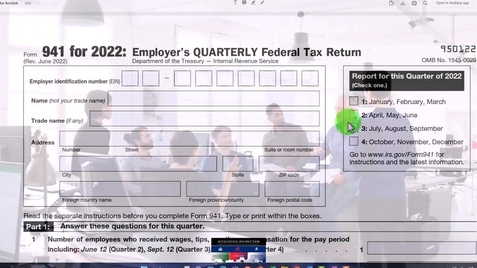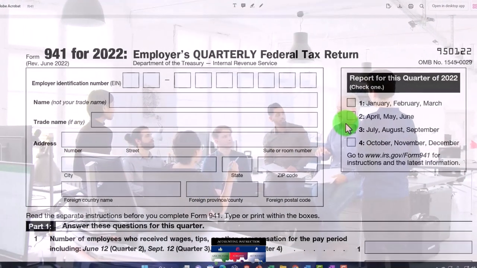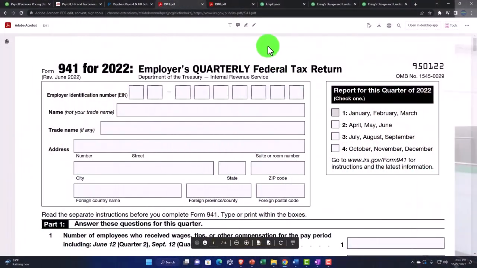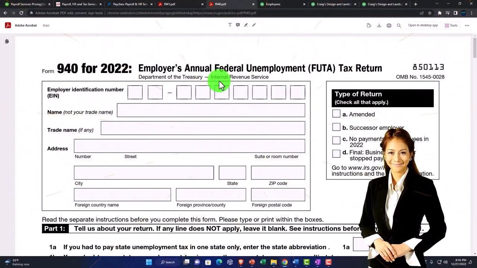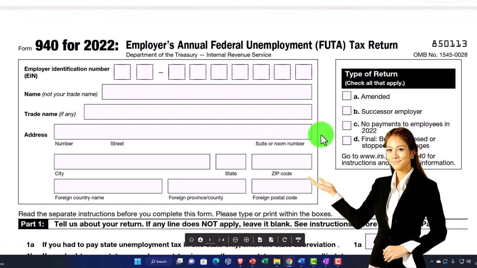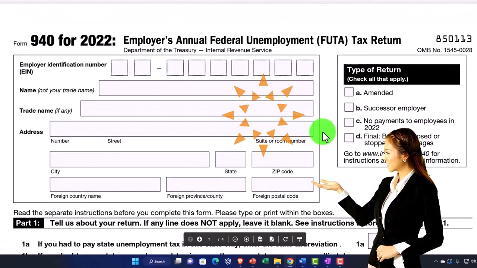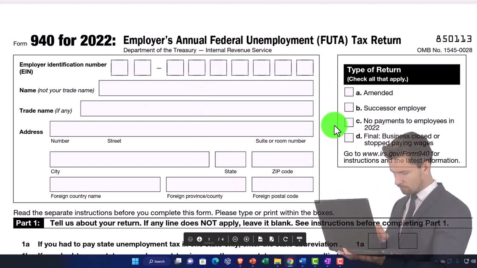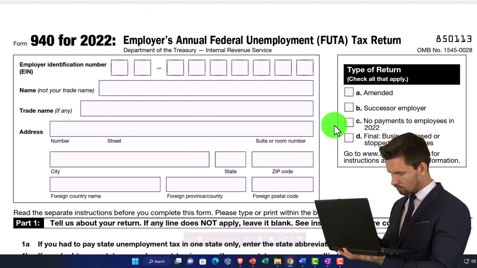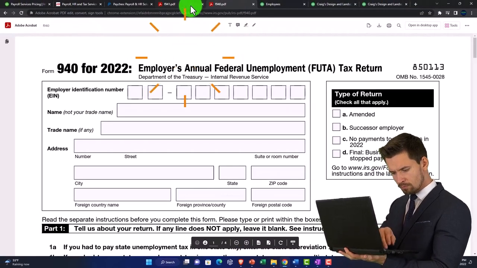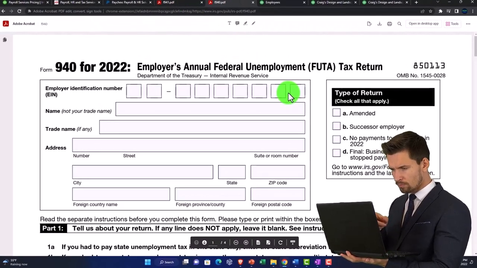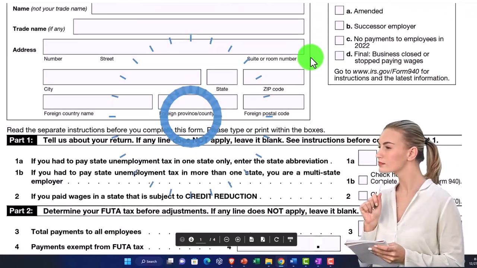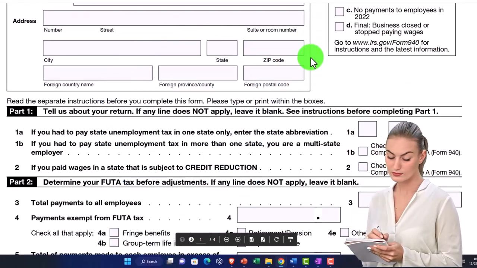Most companies have to do that on a quarterly basis. But if you have limited payroll, you might not need to do it quarterly. And then you've got the 940, which is the yearly reporting. And that's the employer's annual federal unemployment, or FUTA. And a lot of people would think that that would be summarizing your 941s. But it's actually different. It summarizes to some degree the earnings, but this is for the federal unemployment, which is a different kind of tax.